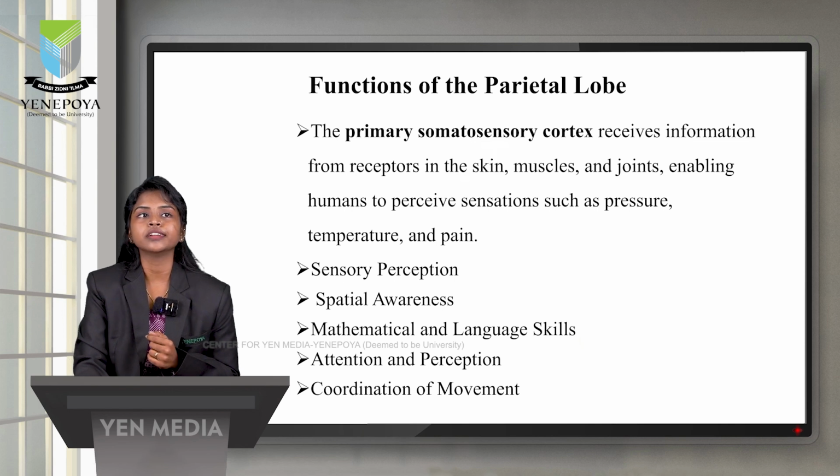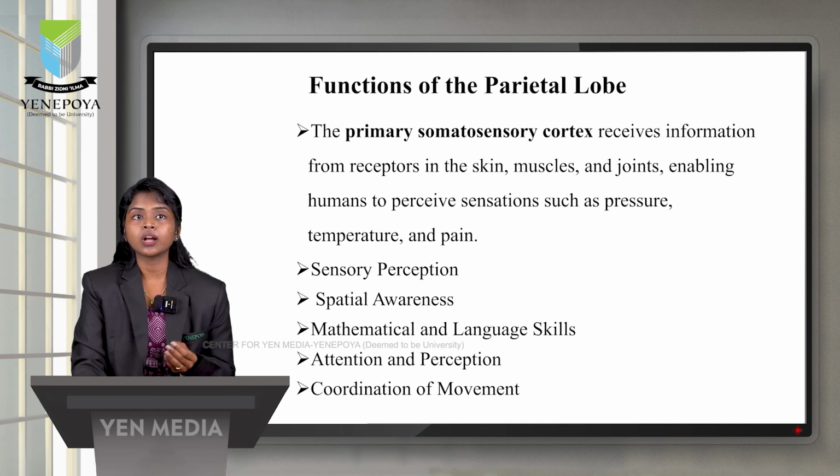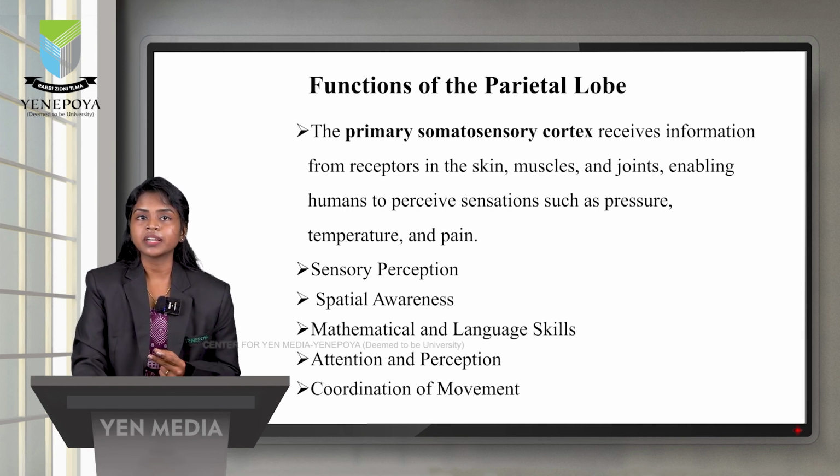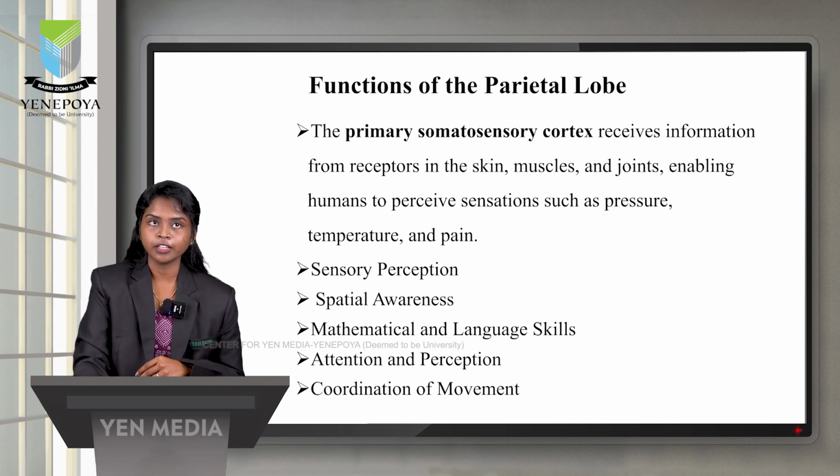So next we move on to the function of the parietal lobe. The primary somatosensory cortex receives information from receptors in skin, muscle and joints, enabling humans to perceive sensations such as pressure, temperature and pain. It is also involved in sensory perception, spatial awareness, mathematics and language skill, attention and perception, and coordination of movements.